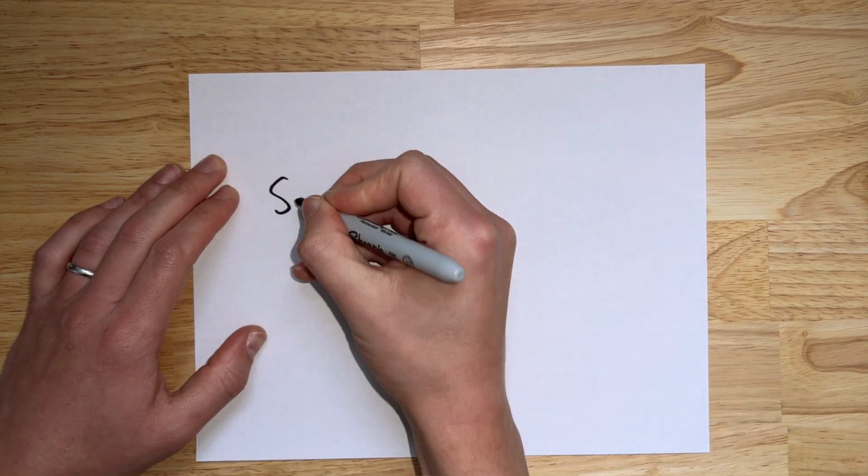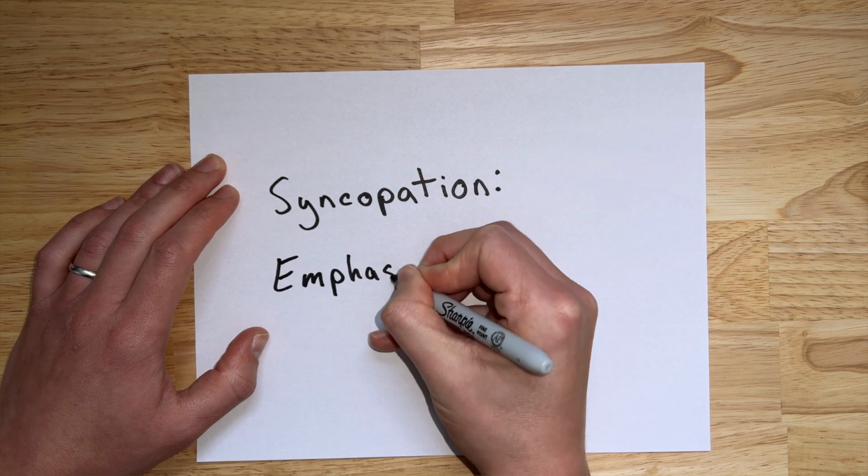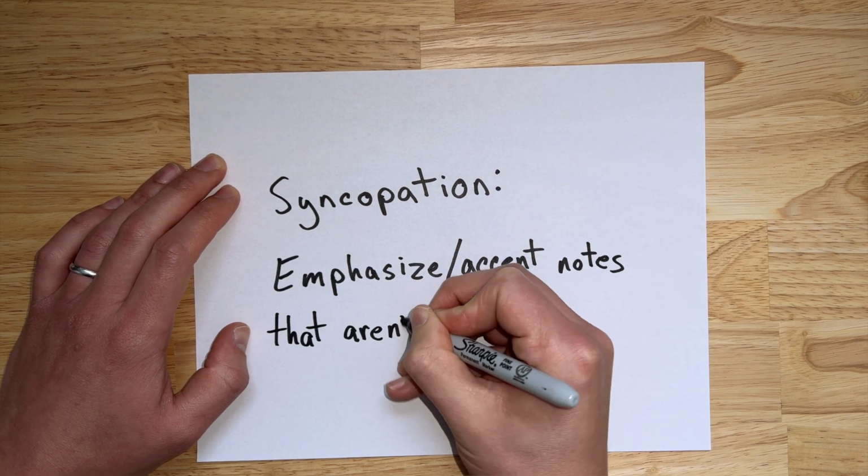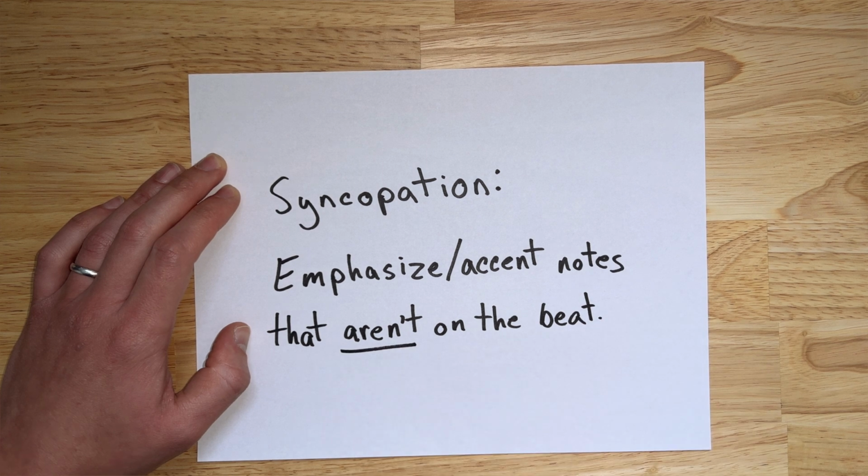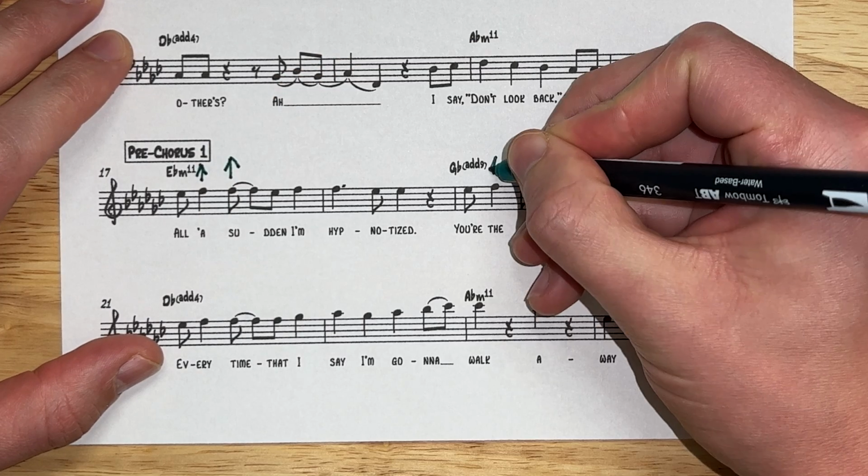So we talked a bit about pitches, but now let's dig into some of the unique things he's doing with rhythm in the melody. The main thing we want to look at is Charlie's use of syncopation. Syncopation is when you emphasize or accent notes that aren't on the beat. Take a listen to the pre-chorus. The notes with the up arrows indicate emphasized upbeats.